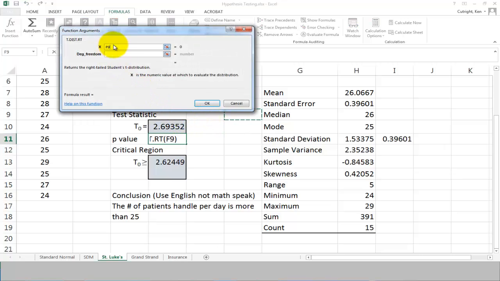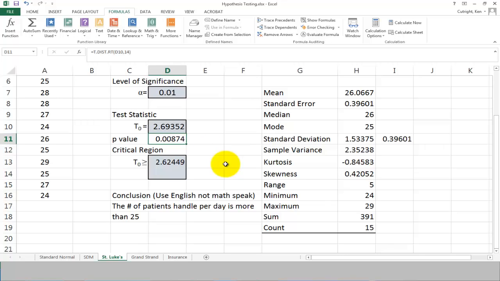And the t value is the test statistic, and the degrees of freedom is 14. So our p-value is 0.00874, which means that if we reject the null hypothesis, there's only about 8 in 1,000 chances that we would incorrectly reject. That's smaller than the 0.01 that we said at the onset of this test was acceptable as a risk.